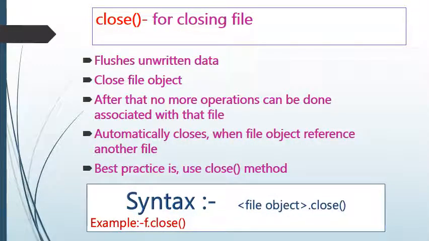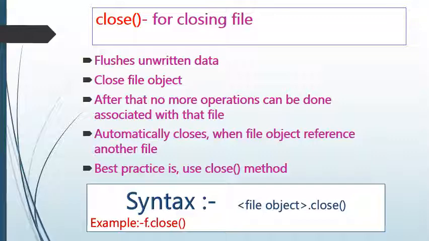Now we are going to see the close function. It is used to close a file object. It flushes all the unwritten data from your buffer to your file. It will detach your file object from the file. If you don't have any operation to be done on a file, it's better to close it.